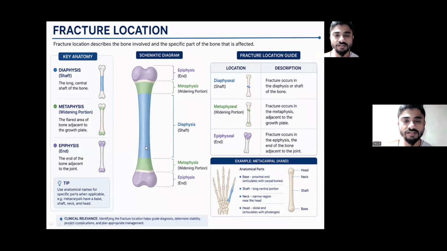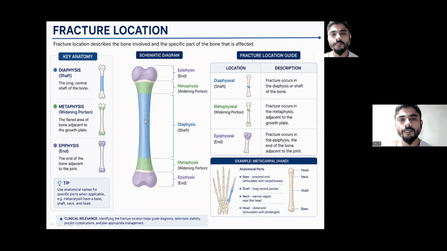This is a schematic diagram of the bone, for your better understanding. So these are the ends of the bone, like we have discussed. These are known as epiphysis. Before turning into diaphysis, the flaring, widening portion of the bone is known as metaphysis, and the middle portion of the bone is known as diaphysis.